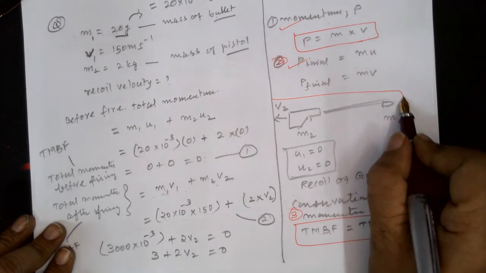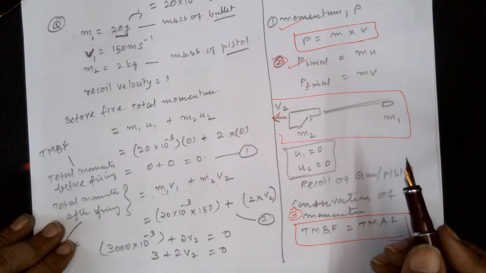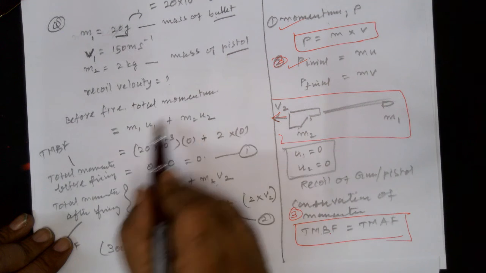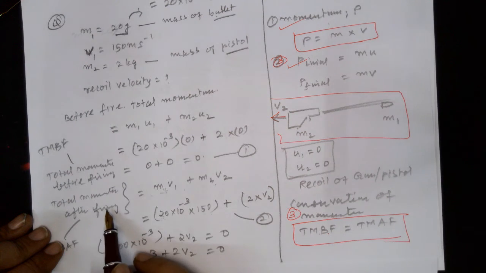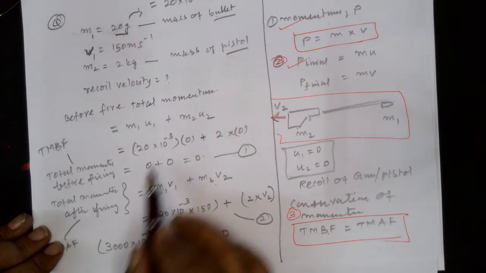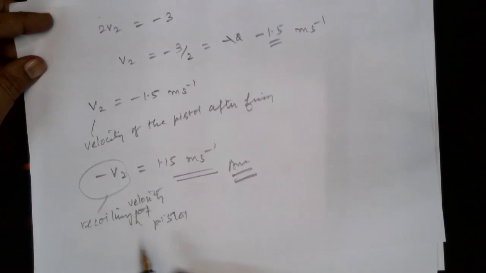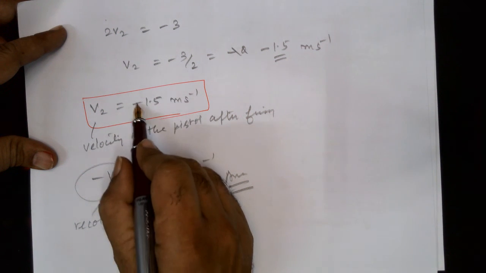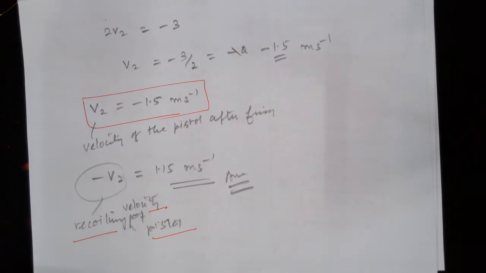And you should note down the diagram also. The recoiling will be in the opposite direction. That is why it is given in minus. Okay, are you able to follow this? So first we have found out the total momentum after firing. Then we have equated these two equations and on the RHS we have made 0. Now we are able to find out this one. Okay, so what is the final velocity? Minus 1.5 and that is taken as minus V2, which is nothing but the recoiling velocity of the pistol. Got it? You understand?